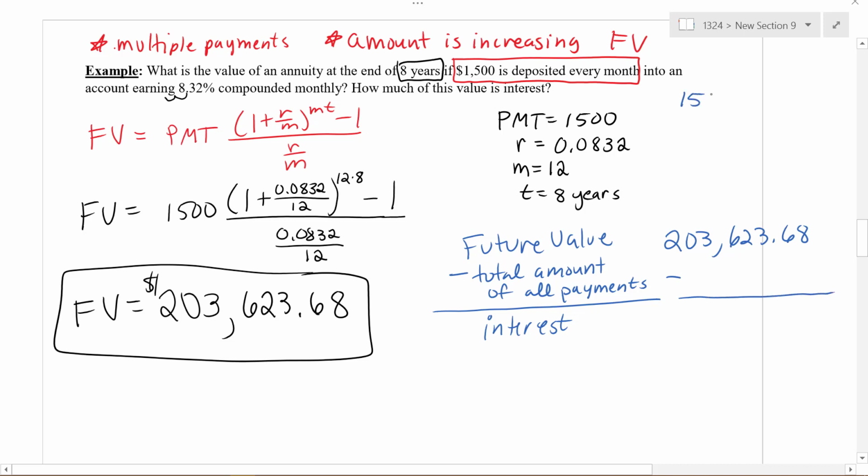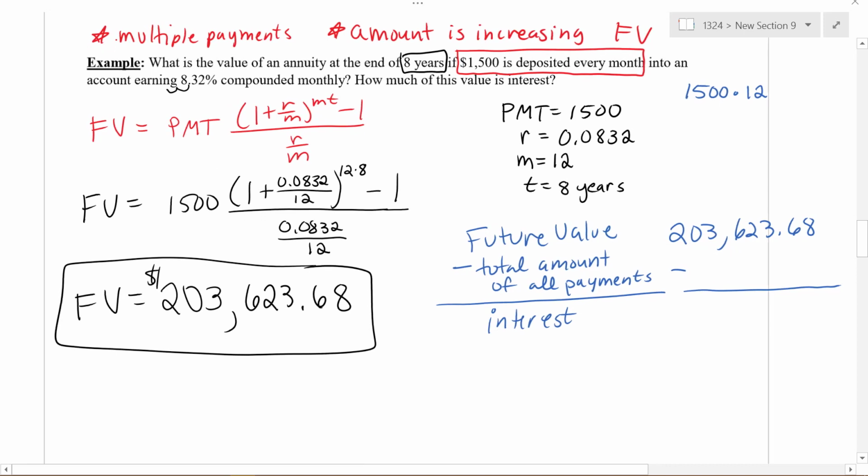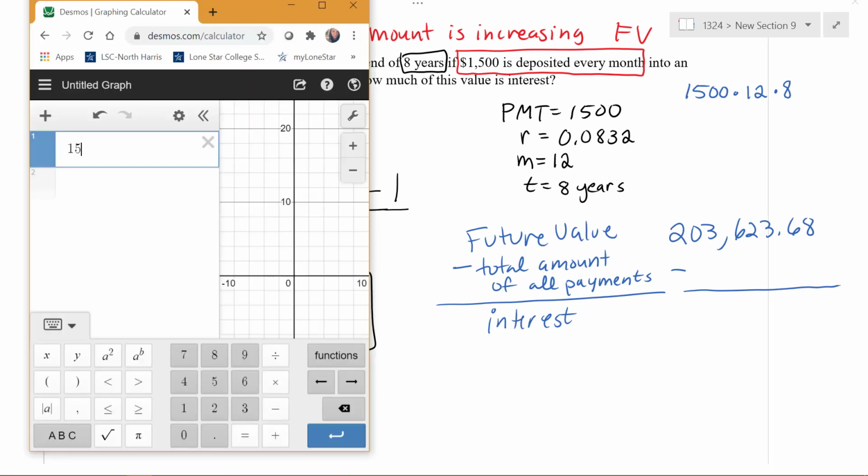So we were making a payment worth $1,500 times how many times a year were we making that payment? 12 times a year. So right now we have our yearly deposits or payments, and then we're going to multiply that by how many years were we doing this? Well, we're doing this for 8 years. Okay, so I'm going to put all of that into my calculator. Okay, so that's $144,000 worth of payments or deposits that we made into the account.